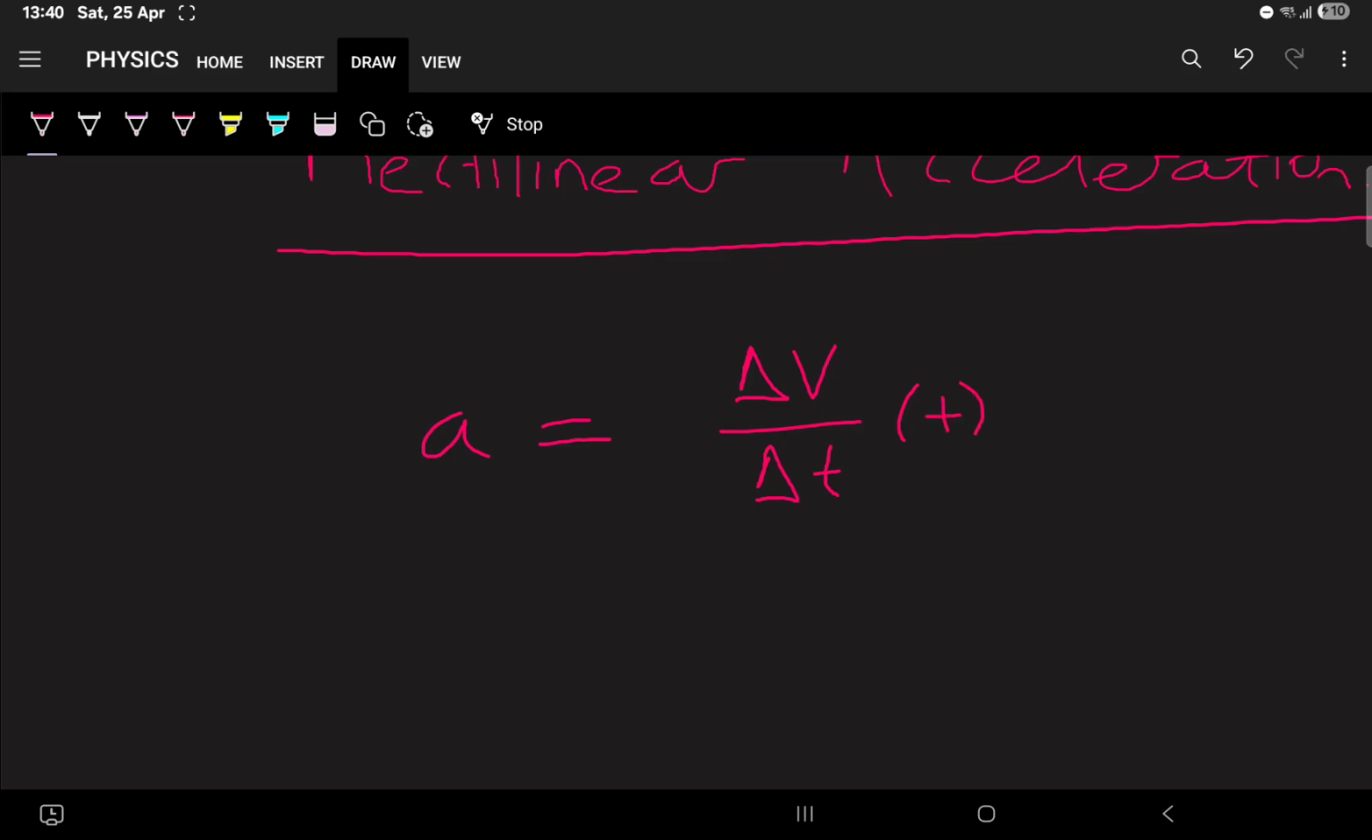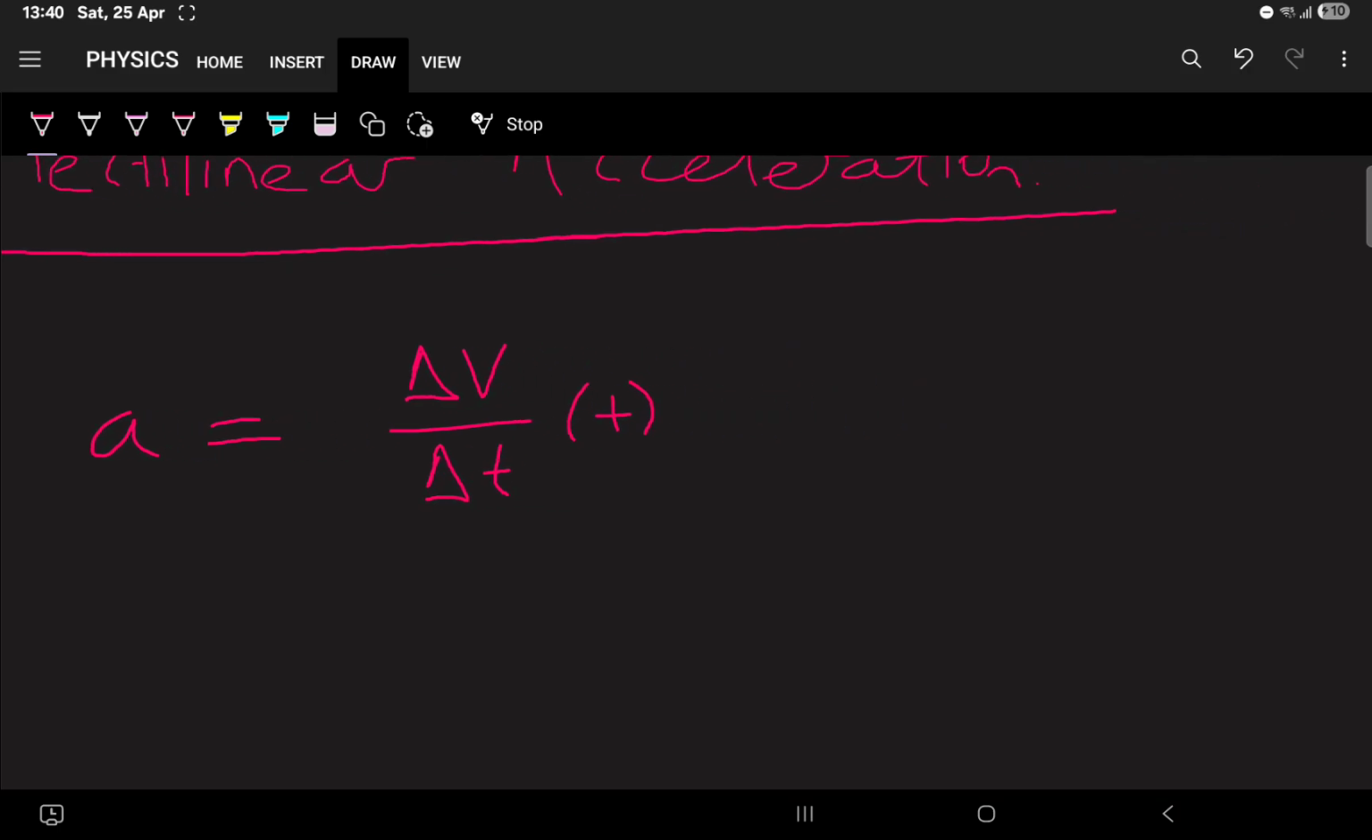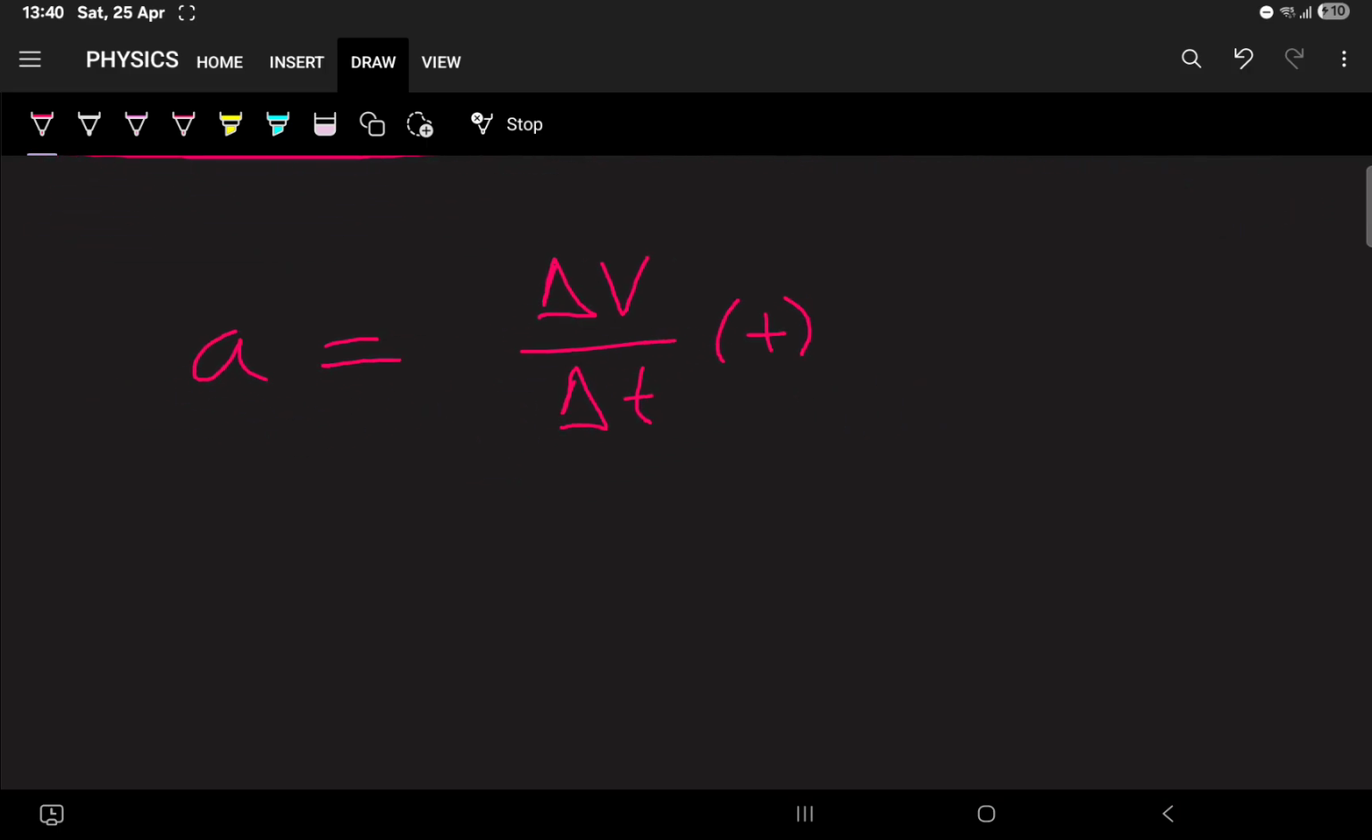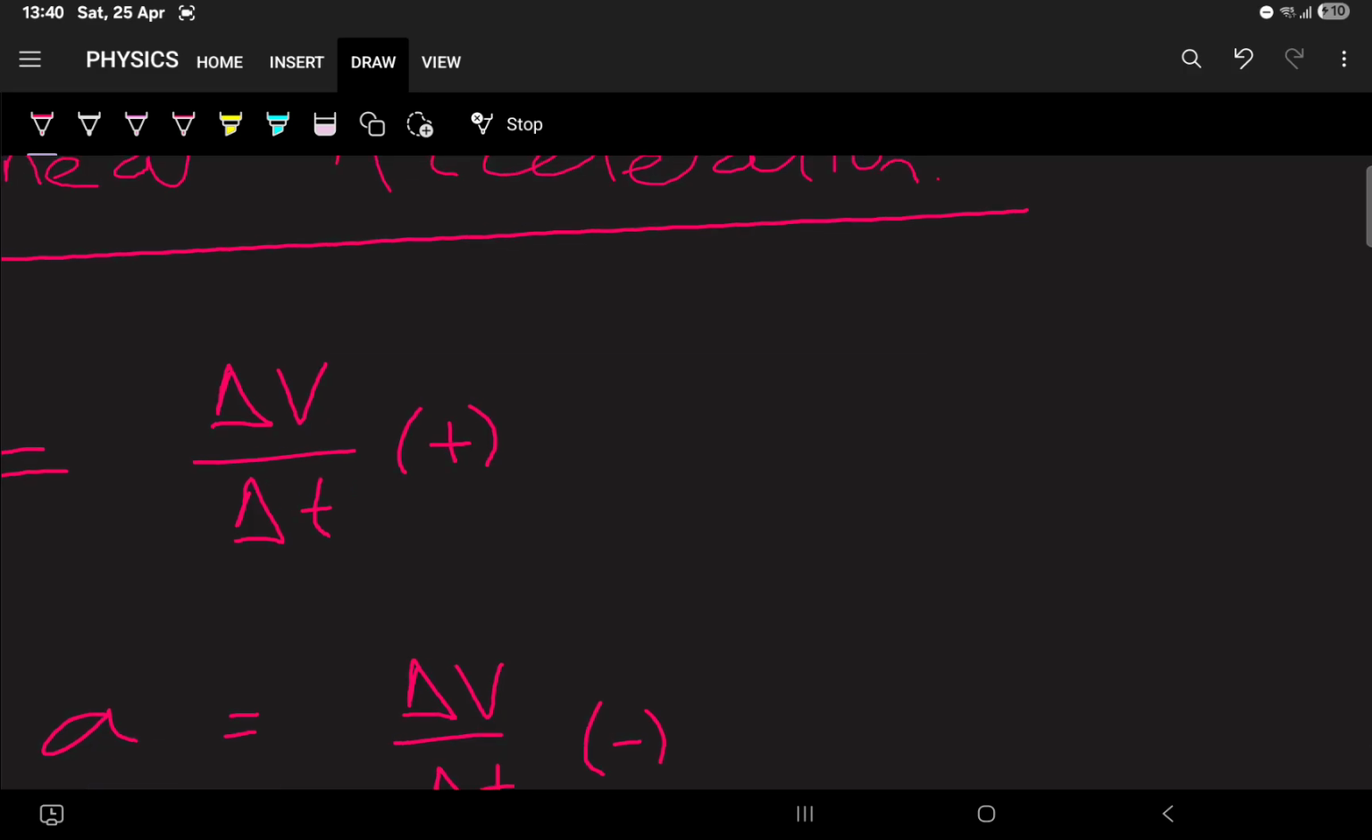Acceleration is positive. On the other hand, deceleration is simply negative. Now, it's a decreasing rate of change of velocity with time. So it's still change in velocity over change in time, only that it's a negative value. Now look at it this way.